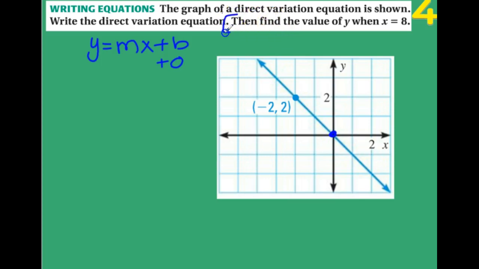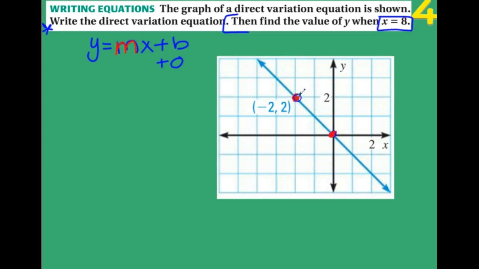Then this would be part 2, find the value of y when x equals 8. So let's stick to this first part, writing an equation. We know it's going to be plus 0, so the only thing we really need to find is the slope. Well, we have 2 points here. We can just count our slope, rise over run.